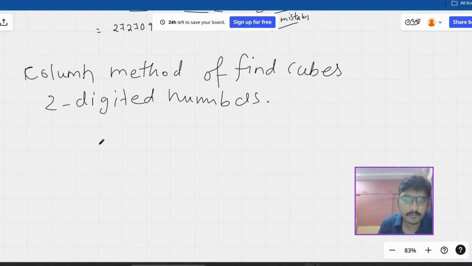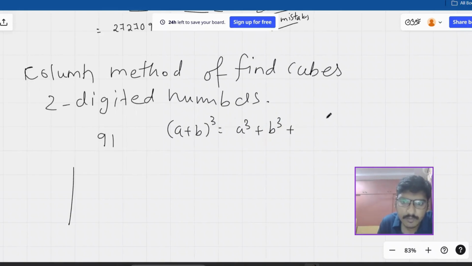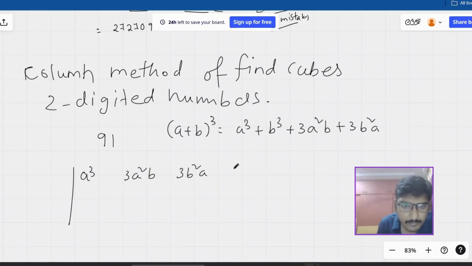For example, the number be 91. We're taking 91. Let's do the column method. We are writing a plus b whole cube here as a cube plus b cube plus 3a square b plus 3b square a. Okay, I'm writing these things in this order: a cube and 3a square b and 3b square a, and I'm also writing b cube, right?